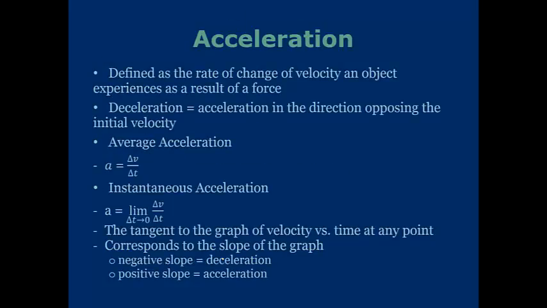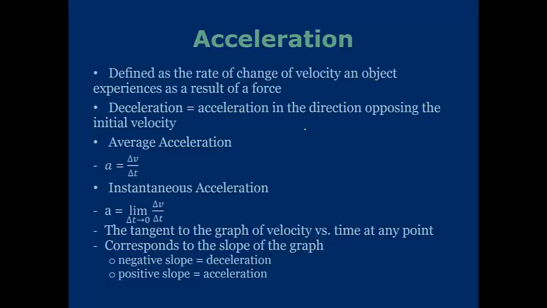Now that we've covered velocity, let's talk about acceleration. This is defined as a rate of change of velocity over time. Deceleration, as it sounds, is acceleration in the opposite direction of initial velocity. Acceleration is where the change is in the same direction as initial velocity. On a graph, note that for a graph of velocity versus time at any point, the tangent is the acceleration. A negative slope is a deceleration, and a positive slope is an acceleration.